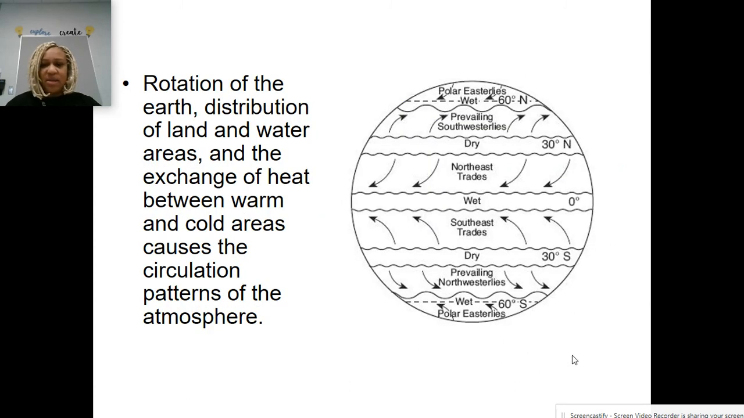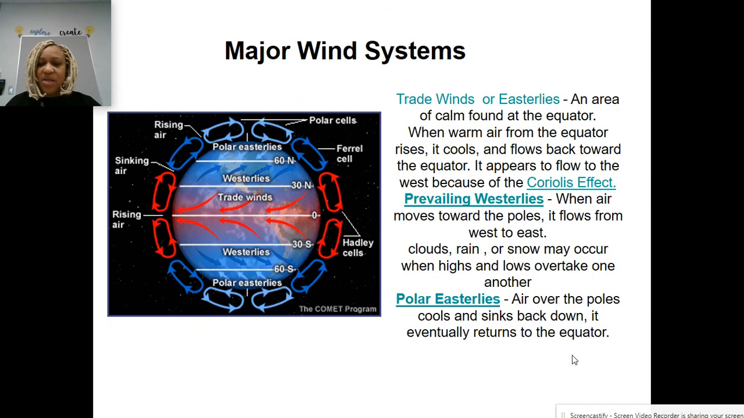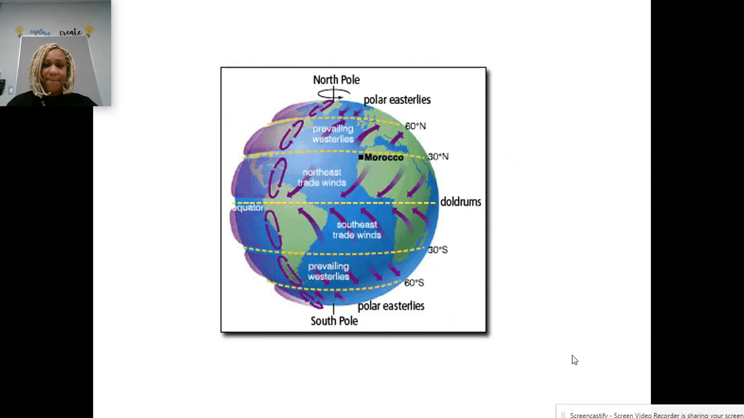All right, and this once again is talking about the rotation of the earth, the distribution of land and water area, and the exchange of heat between warm and cold areas. We're talking about this all week long, so get used to it. Major wind systems: these are the same winds I was just talking about. Make sure that you understand the Coriolis effect, prevailing westerlies, polar easterlies, and trade winds. All of these different winds are a part of your global wind belts, okay?